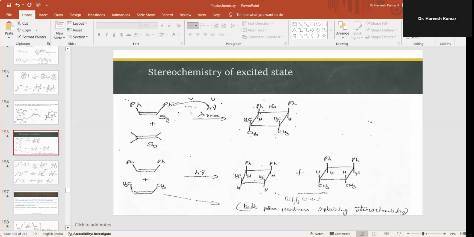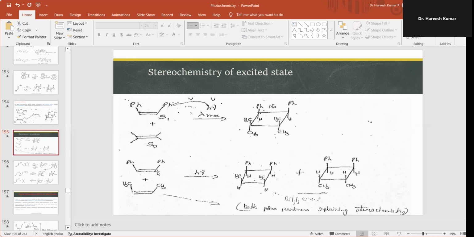So here, a singlet one. And here also, this olefin is a ground state one, and this olefin is an excited state one. Then on irradiation at the lambda max of the stilbene, cis-stilbene undergoes 2 pi plus 2 pi cycloaddition, forming a cyclobutane derivative. The stereochemistry of stilbene is cis, that is here cis. And this does not exhibit stereochemistry because all are identical groups.